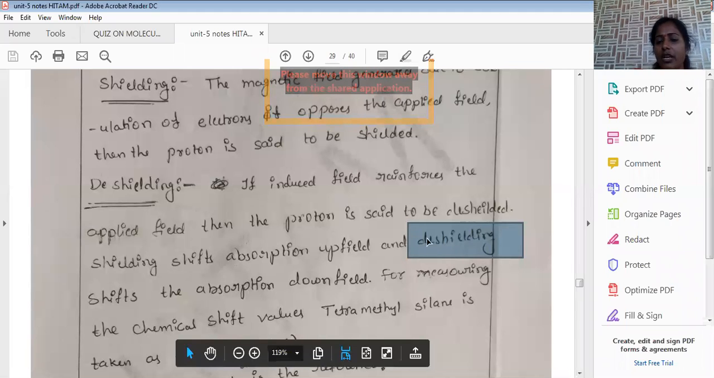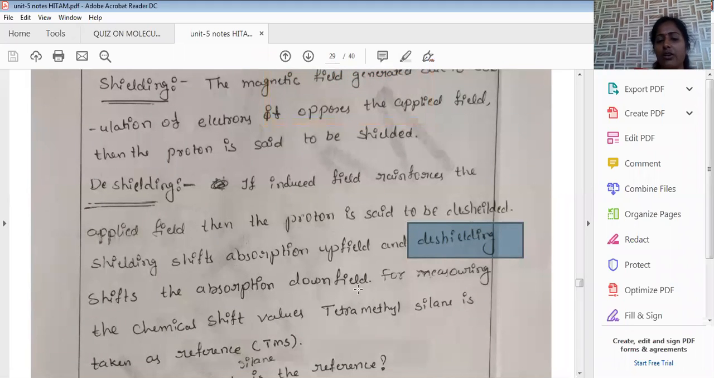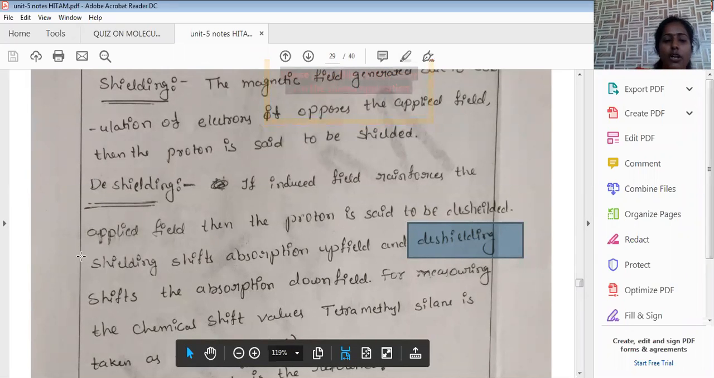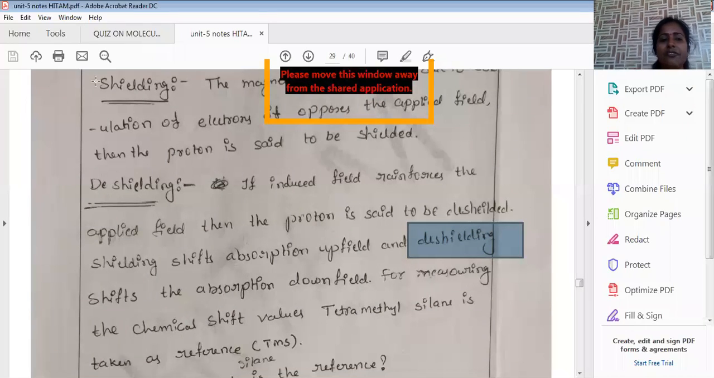When the molecule is experiencing deshielding, now what happens? A downfield value is obtained. When the molecule is experiencing shielding, values are upfield. Towards 0 is called upfield on the delta scale. Let us define shielding and deshielding again.